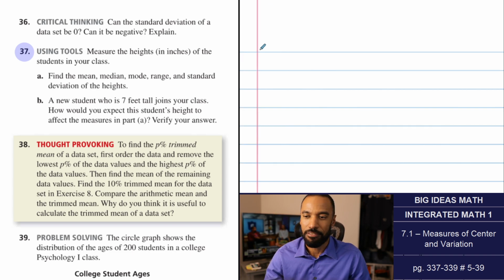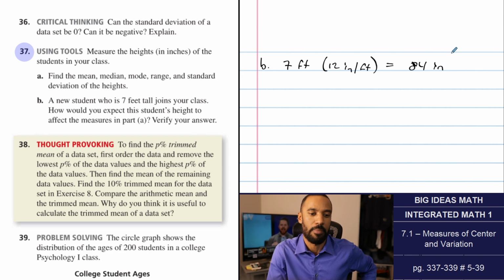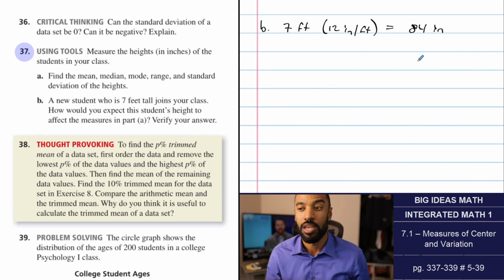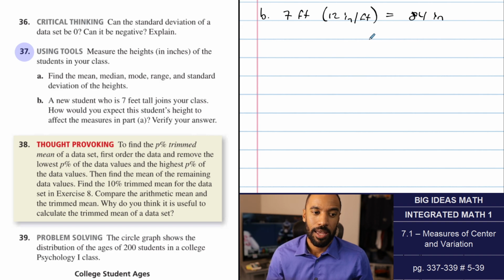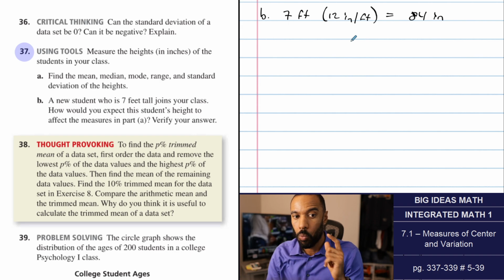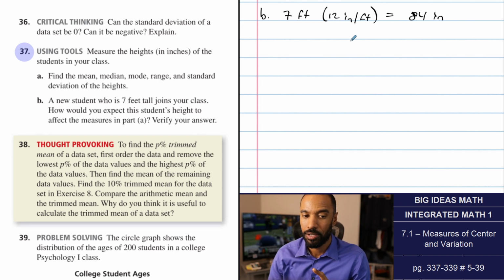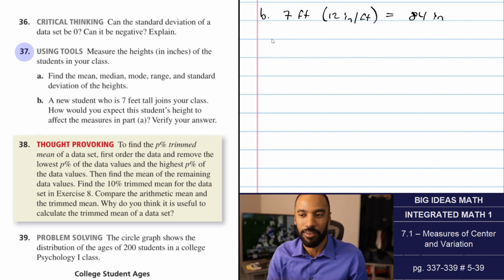A new student who's 7 feet tall joins your class. Now, first of all, 7 feet is tall, but also that is times 12 inches per foot. So that's 84 inches. So an 84-inch student joins your class. How would you expect the student's height to affect the measures in part A? Verify your answer. Verify does mean calculate. And I don't know how much I want to do that with the standard deviation. I don't think I want to verify.